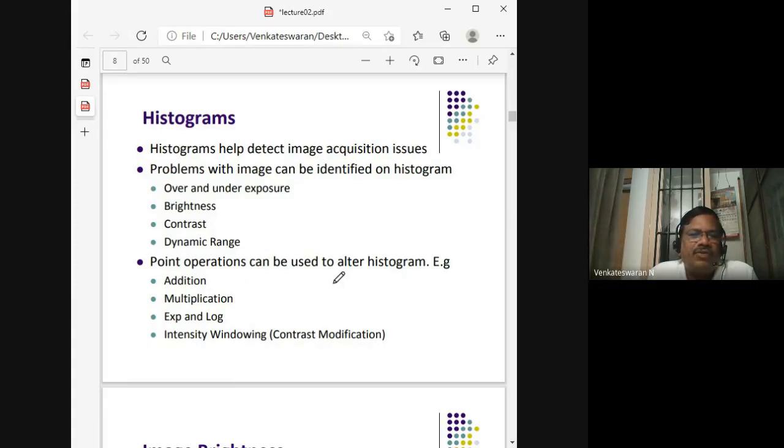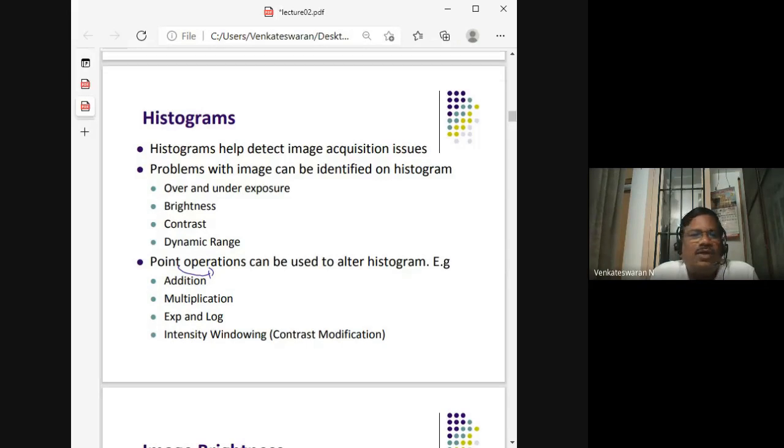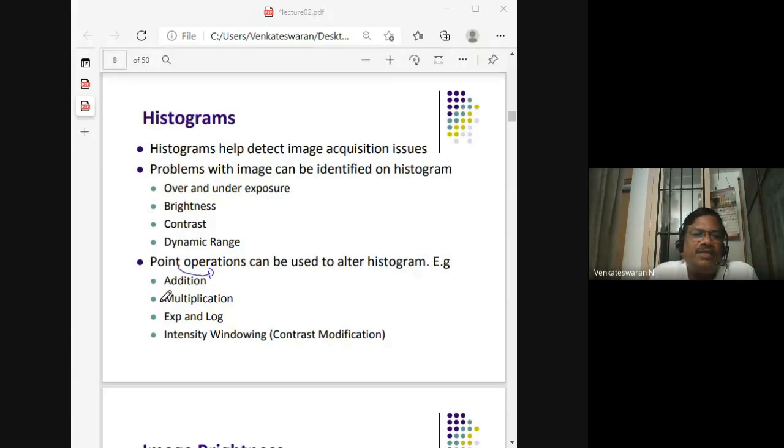Sometimes what we are going to do is use something called point processing or point operations, which can be used to alter the histograms. So either you can do some addition, or multiplication, or take a logarithm. Some of these things will help you to probably modify the image defects, right? So image defects can be many.